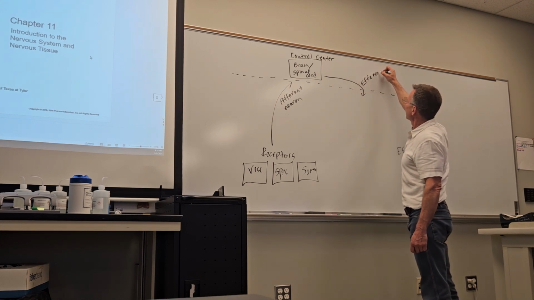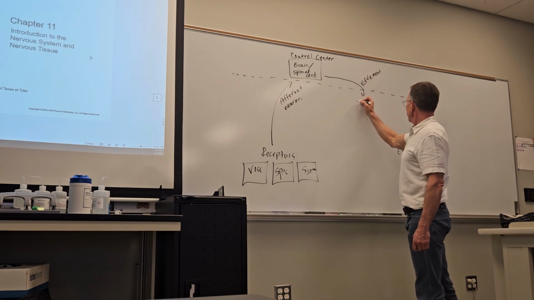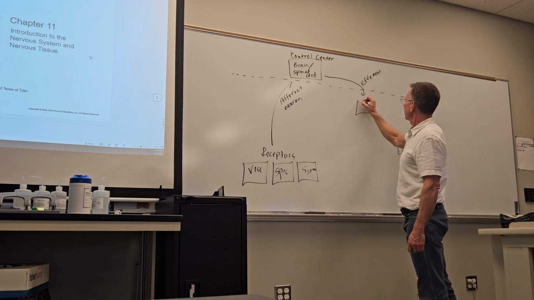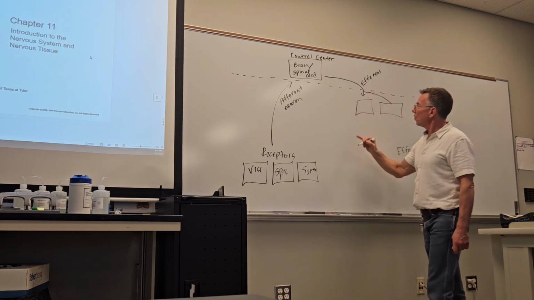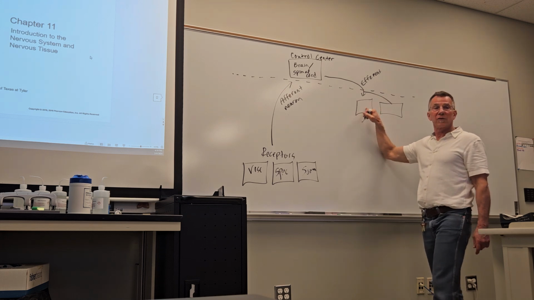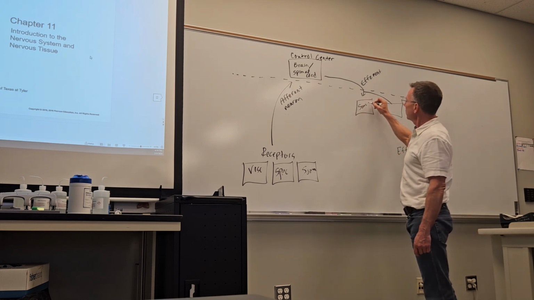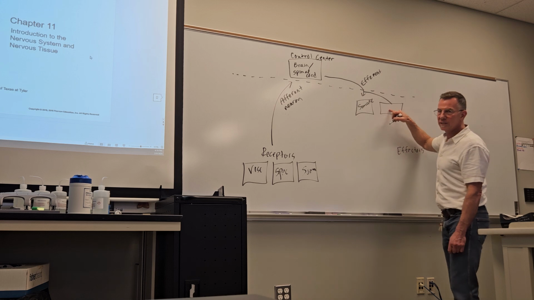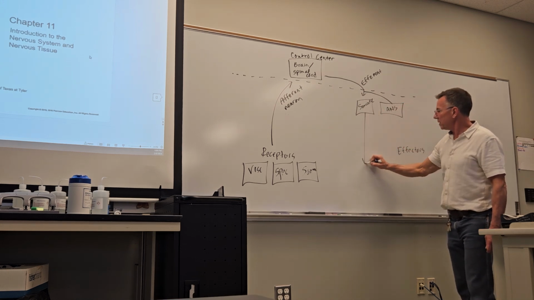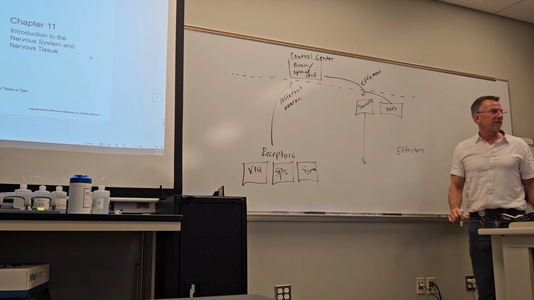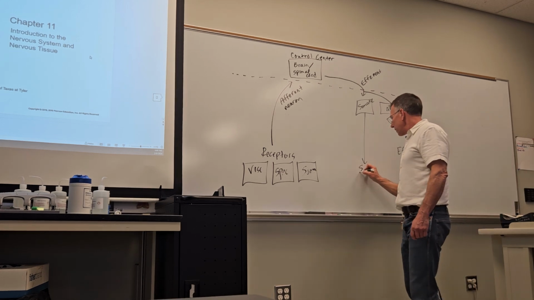And we immediately split. So we have two branches of our motor division. The first is our somatic, and the other one is the autonomic nervous system. What is the effector for the somatic nervous system? Skeletal muscle.